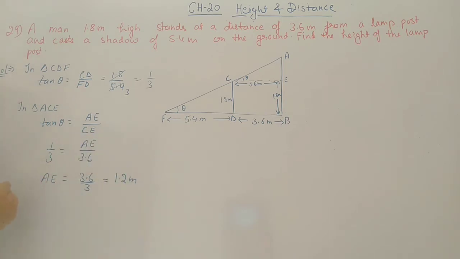Now we have to find out the height of the lamp. Height of lamp means AB. So AB will be AE plus EB. EB is 1.8 and AE is 1.2. So total will be 3 meter.